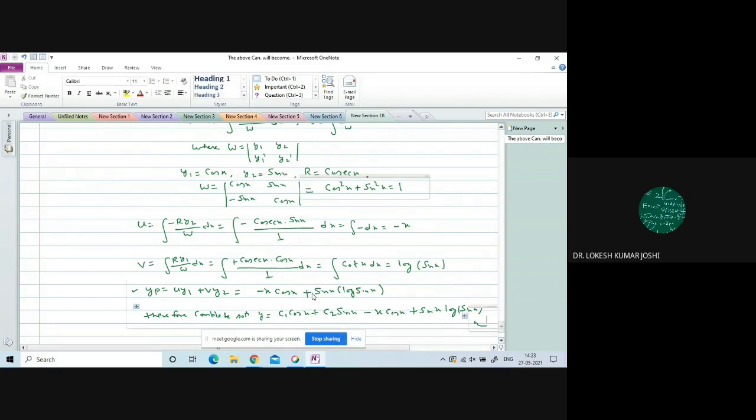Similarly, we can solve other questions as well. Just find u, find v. yp will become u y1 plus v y2, and we get the solution of the differential equation.